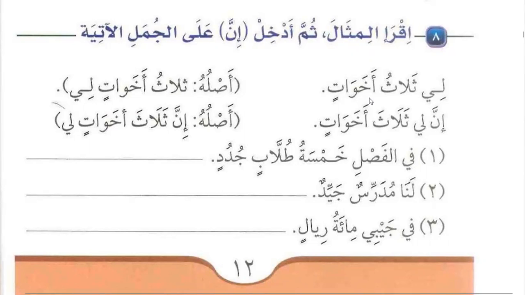So Inna makes the Mubtada Mansub. So here Mudaris is Mubtada. So Inna makes it Mudarisan. Then Manut and Naat must have nasb. So Jayyid also becomes Mansub.